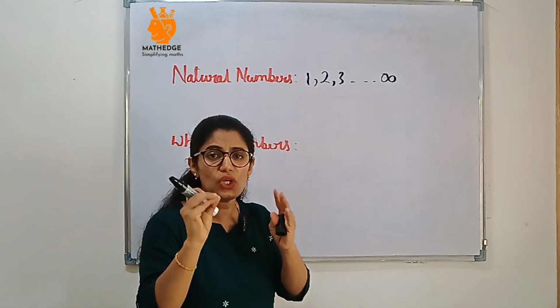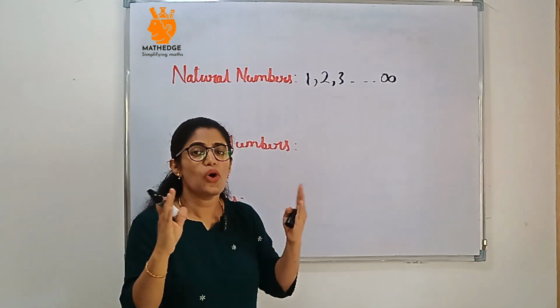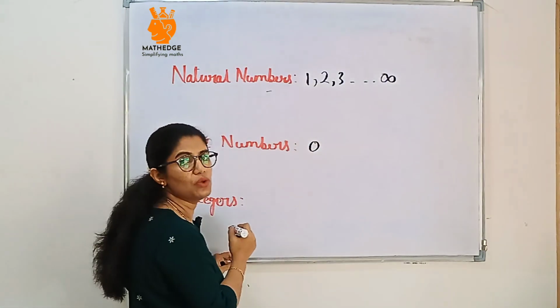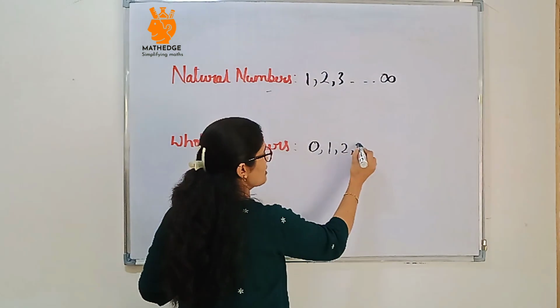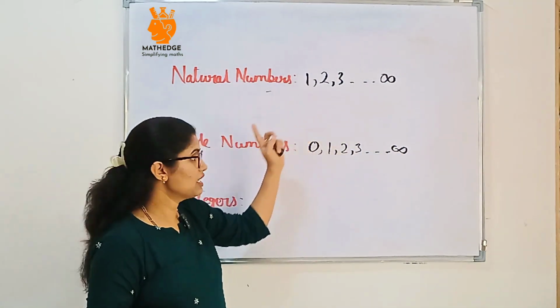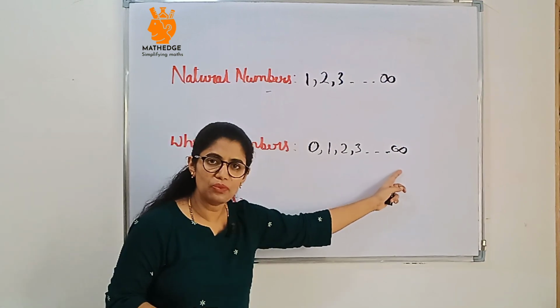If we include 0 with natural numbers, we get whole numbers. So natural numbers start from 1 up to infinity, and whole numbers start from 0 up to infinity.